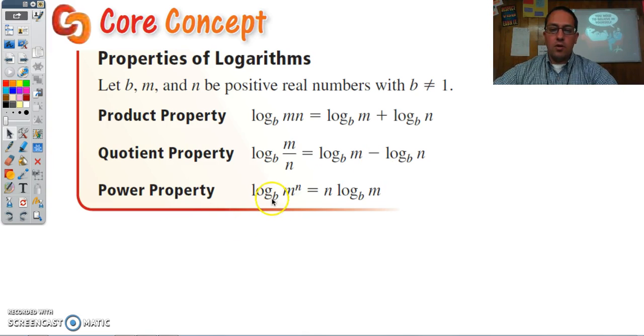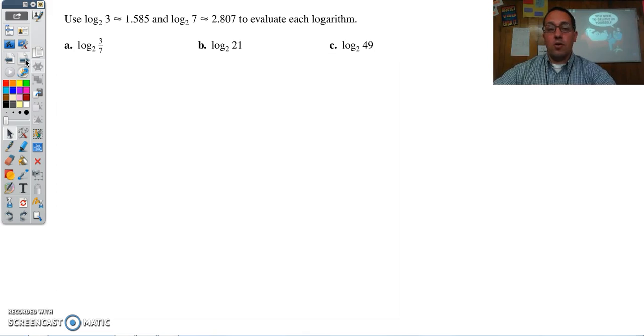Power property, log base b of m raised to the n equals n times log base b of m. So for example, if you had log base 5 of 3 squared, this would equal 2 times log base 5 of 3. All right? And what we can do with this is if we know what the logarithm of m is and the logarithm of n is, we can use it to find some other things. So if you know two logarithms, you can use them to find some other logarithms.